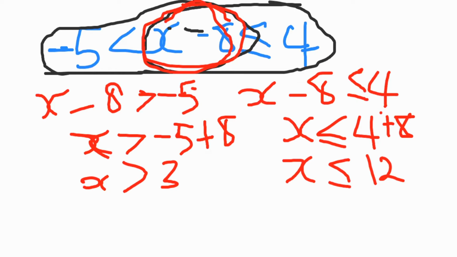Good. So x is greater than 3 and x is less than or equal to 12. So I would have written this back as x being greater than 3 but less than or equal to 12. Any question?